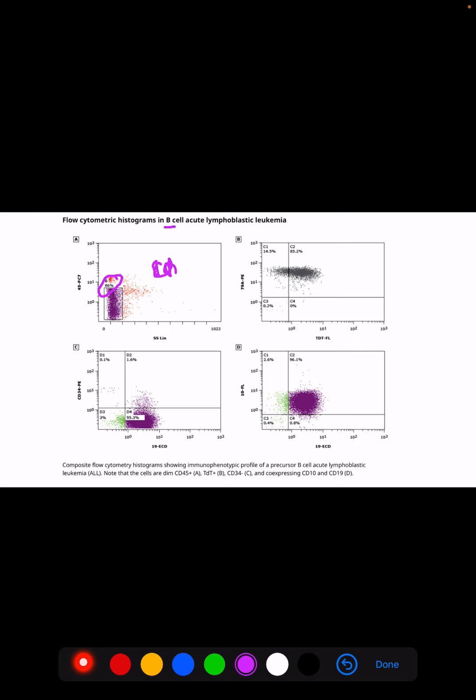The cells are CD45 positive. Here it is CD45. And here you can see they are TdT positive. Sorry, this is CD34 negative, TdT positive, CD34 negative. And here you can see the cells which are CD10 and CD19 positive, co-expressing both CD10 and CD19.